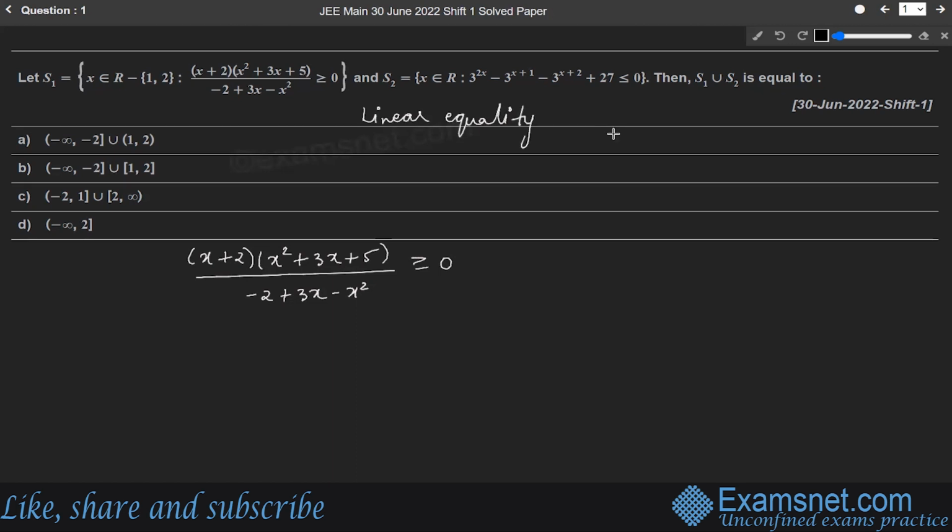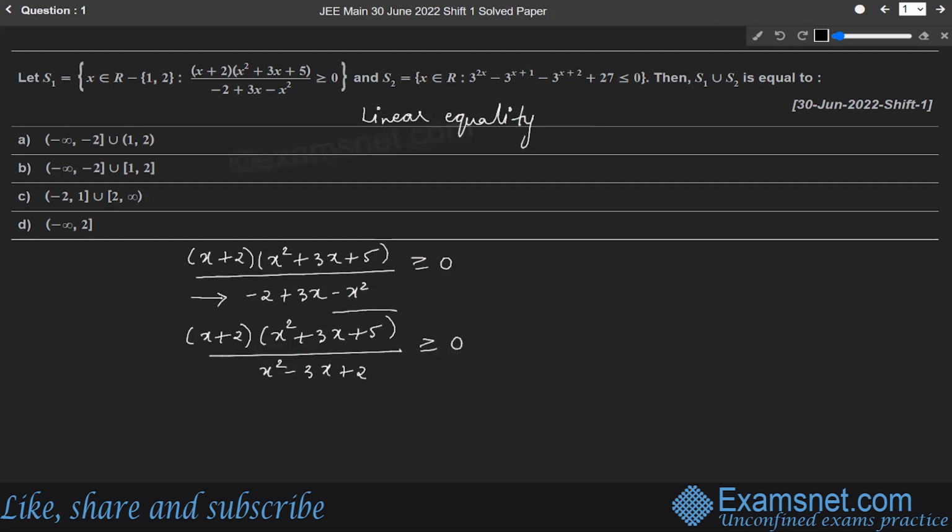You can see that in the denominator there is a minus. So the first rule is we have to interchange the signs. So let us do it. (x plus 2)(x square plus 3x plus 5) divided by, when we change the sign of all the terms in the denominator, x square minus 3x plus 2, is greater than or equal to 0.